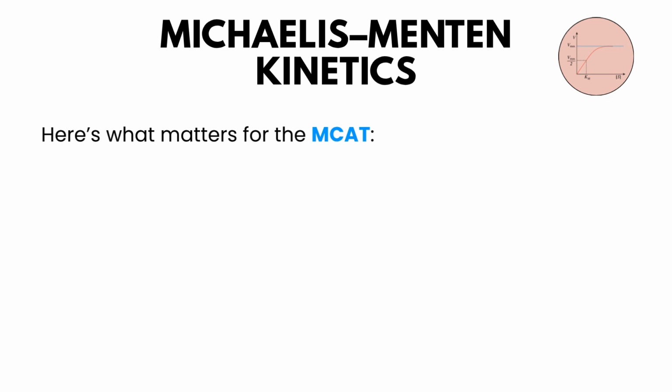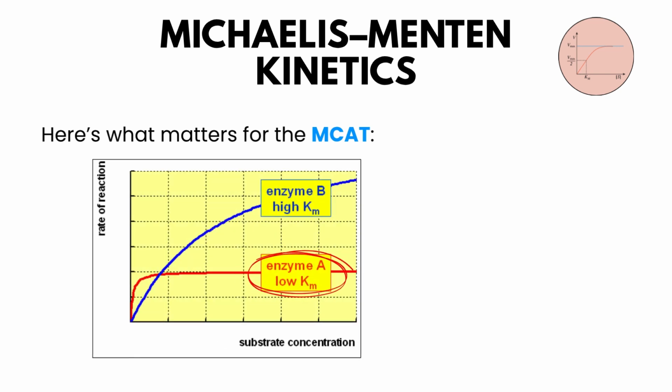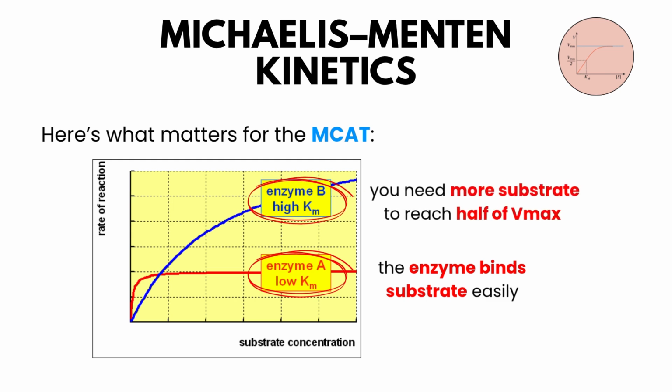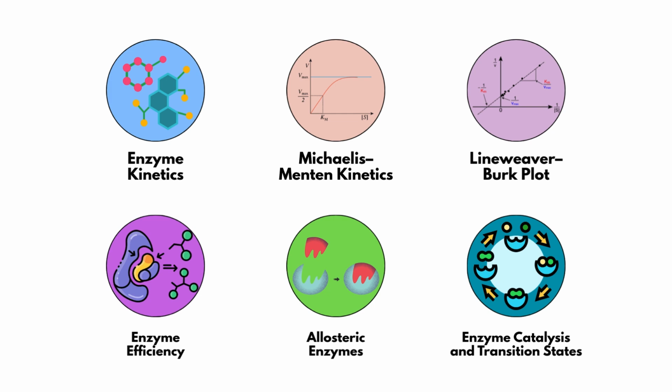Here's what matters for the MCAT. A low Km means high affinity. The enzyme binds substrate easily. A high Km means low affinity. You need more substrate to reach half of Vmax.